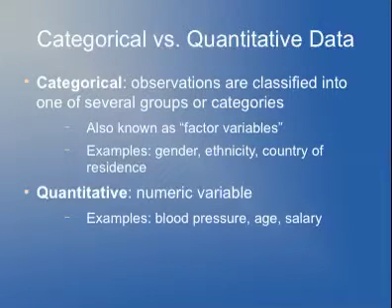So the data that we can collect through sampling is either categorical or quantitative. Categorical are observations that are classified into several groups or categories. These are more like the word questions you ask, like gender or ethnicity or country of residence. It can also be a scale, like what's your pain level: low, medium, high, things like that. And then there's quantitative data, which is a numeric variable, such as blood pressure, age, salary. And the quantitative data is what we'll be focusing on today.